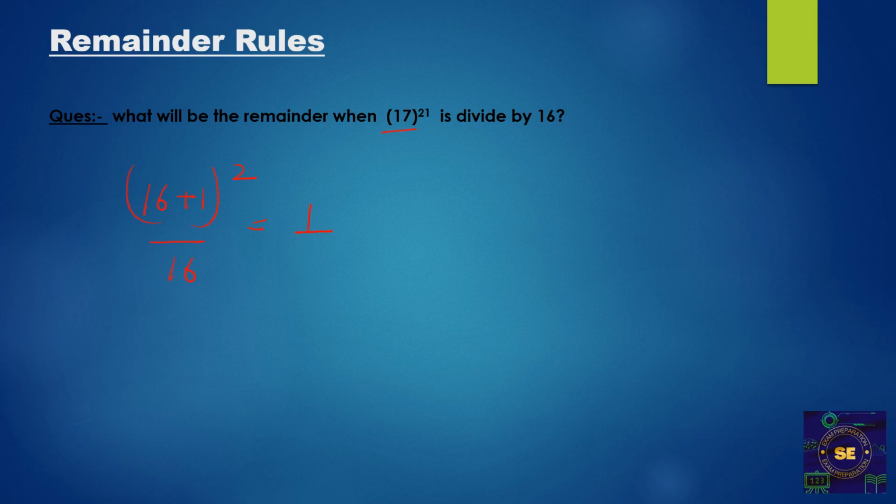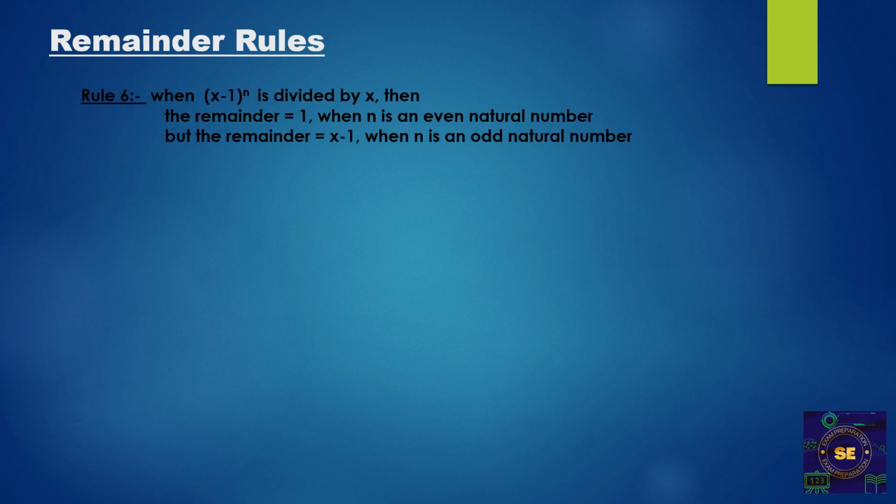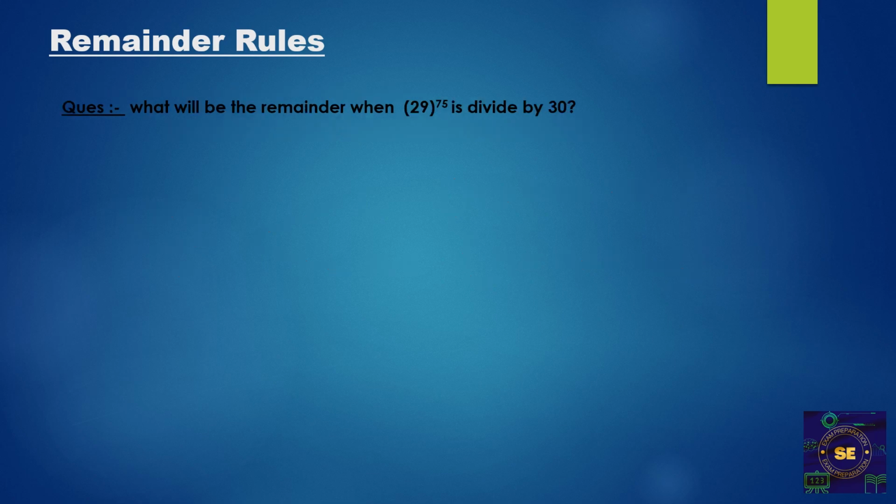Now let's move to rule number 6. Rule number 6 says x minus 1 to the power n, when divided by x, will leave a remainder 1 when n is an even natural number, and x minus 1 when n is an odd natural number. Let's see a question of it.